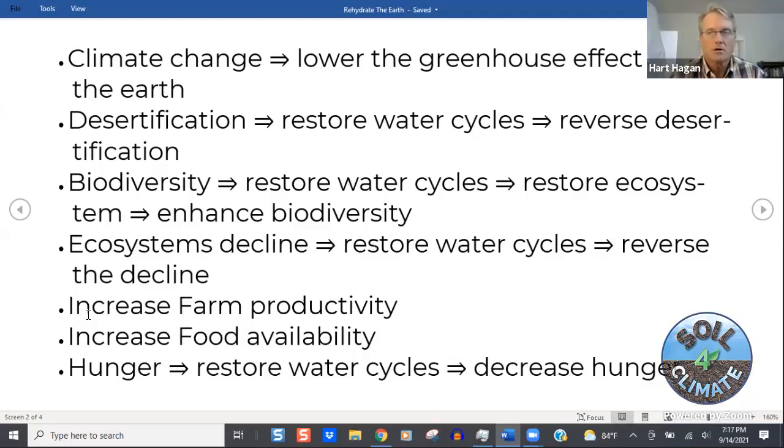So if we restore those water cycles, if we get the streams flowing again, then we can increase farm productivity. That's important. We don't want to only feed people, but we want to produce healthy foods. Farm productivity is typically measured by yield of a commodity. We want to get away from that. We want to measure nutrition per acre, but that's another conversation. We want to increase food availability, same thing.